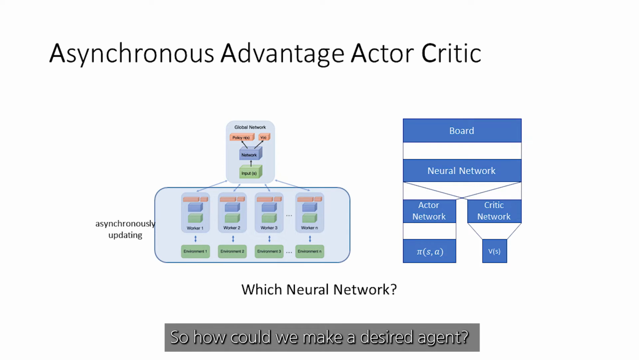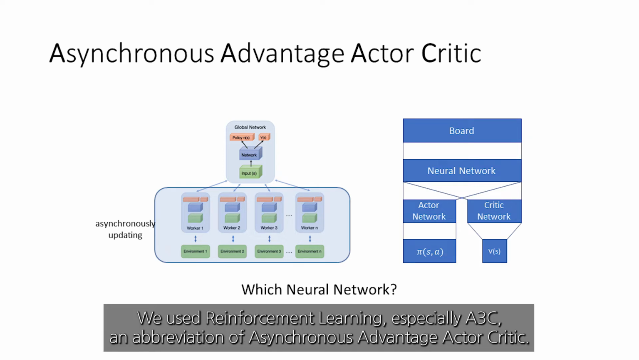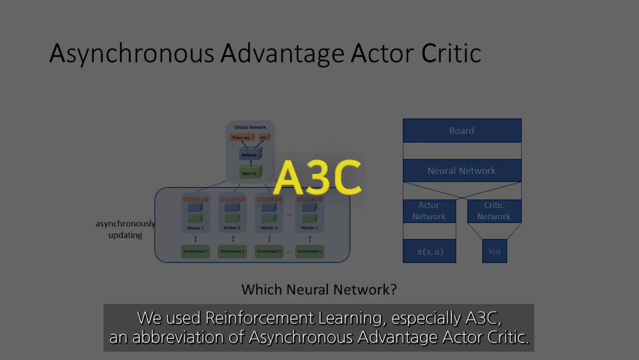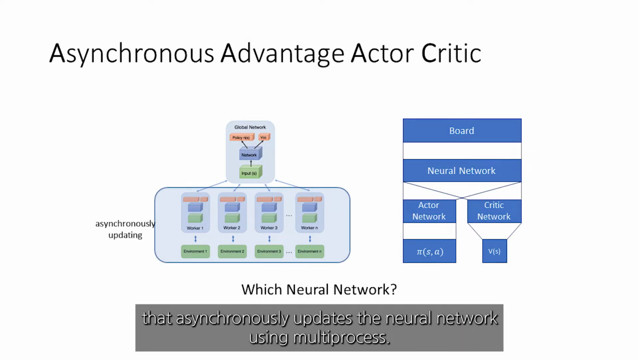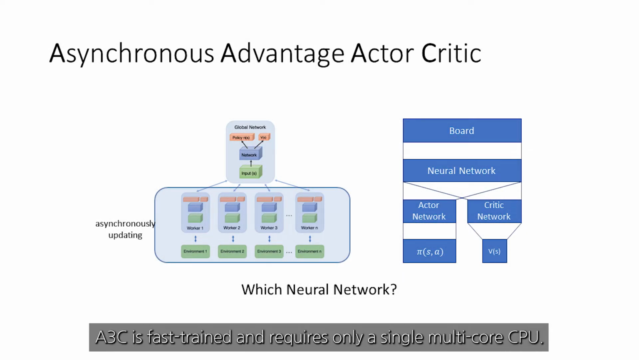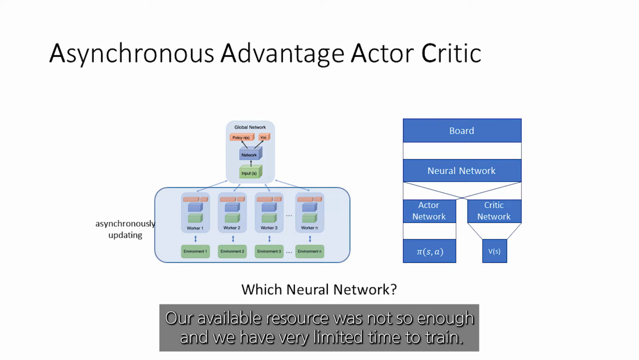So how could we make a desired agent? We use reinforcement learning, especially A3C, an abbreviation of asynchronous advantage actor critic. A3C is a deep reinforcement learning algorithm that asynchronously updates the neural network using multiple processes. A3C trains fast and requires only a single multi-core CPU. Our available resources were not enough and we had very limited time to train.